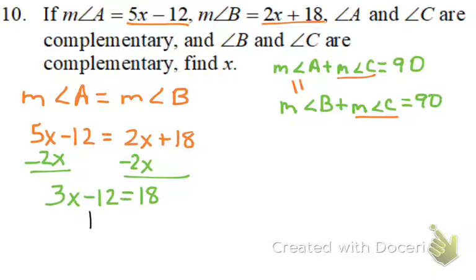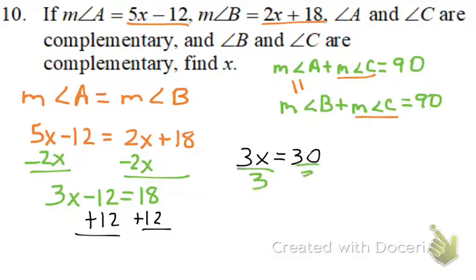And then add 12 to each side, and we get 30. So 3x equals 30. Divide by 3, and we get x equal to 10. Goal here was to find x, so we're done. If we wanted to plug it back in, we could find the measure of either angle A or angle B, or even angle C.